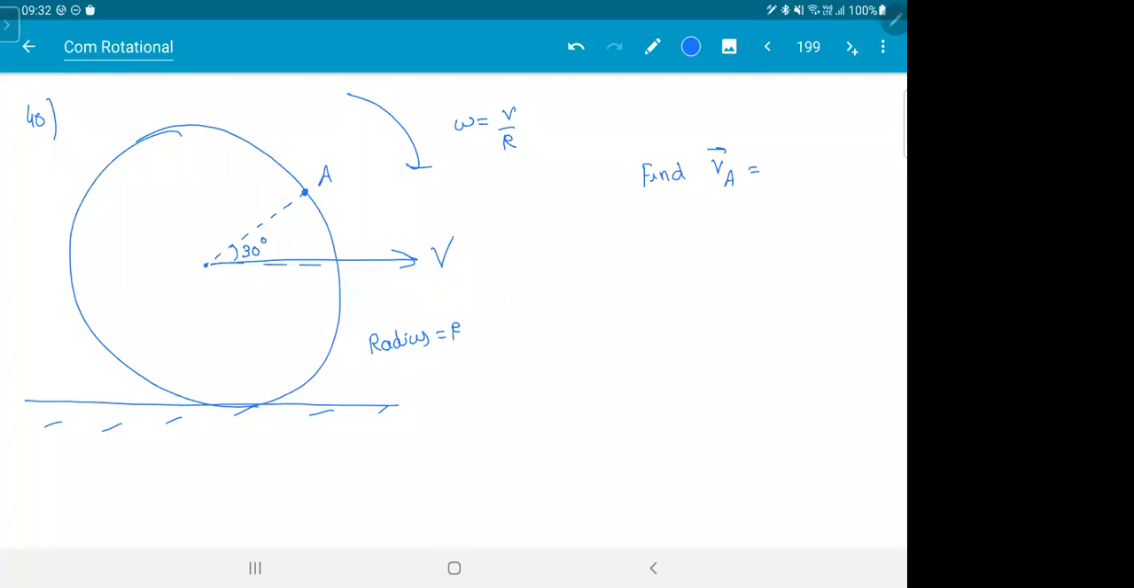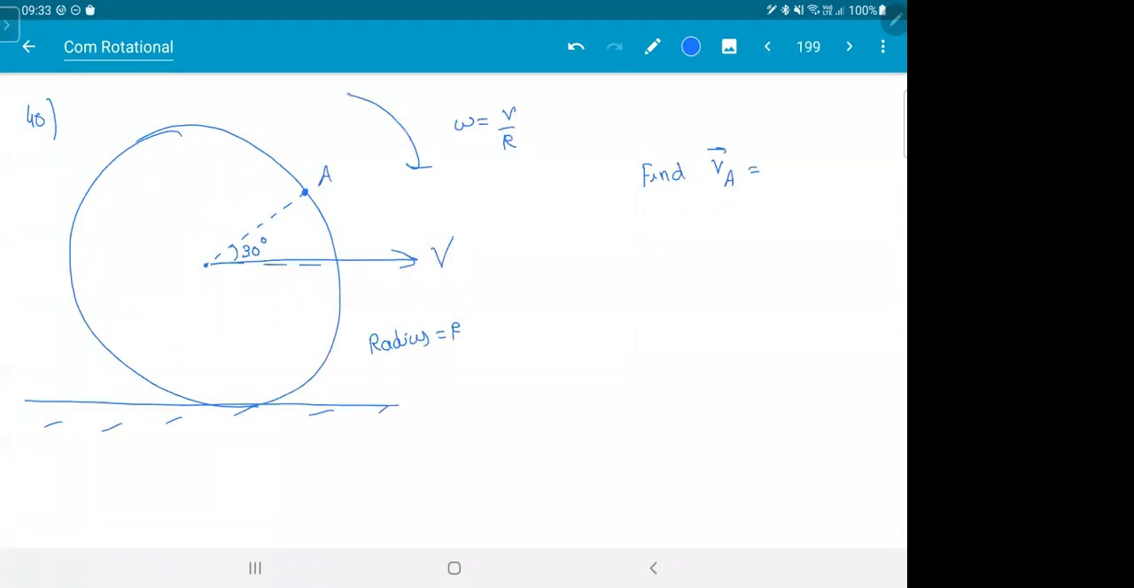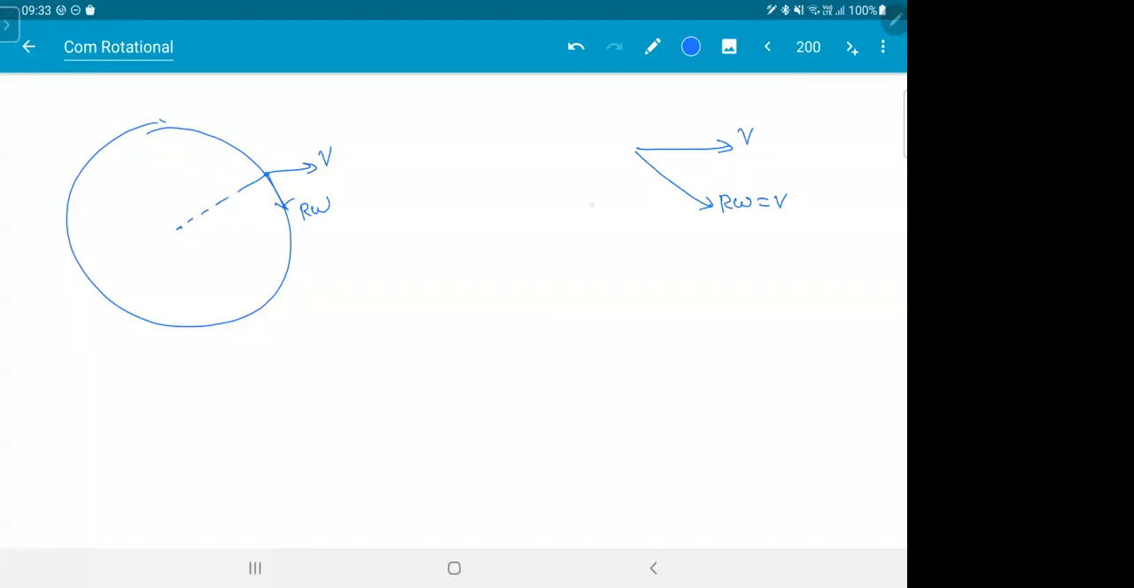Clear? See. That A has two velocities, one translation, one rotation, which is r omega. So V, r omega, which is also V. It is given. V is r, omega is V by r. So this was 30. This was 30.